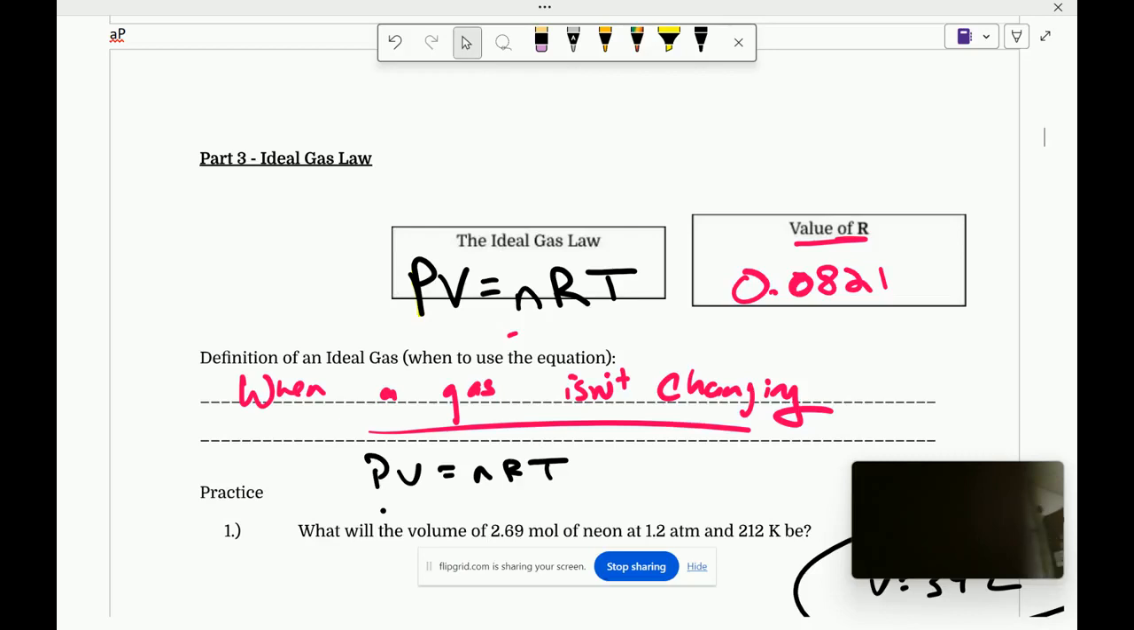So if I have this balloon right here, and I'm not going to change the conditions, but I know enough about it, but I want to know more. That's when we use this. Okay? So I want to figure out information about this balloon, because all gases kind of behave similarly.